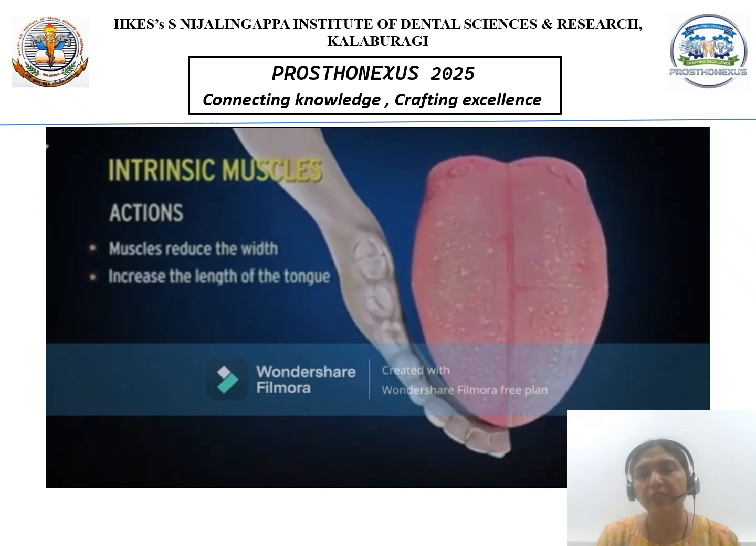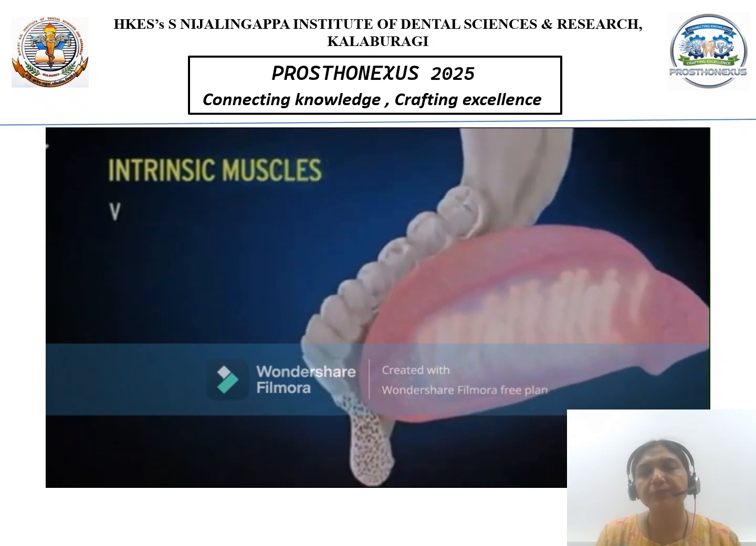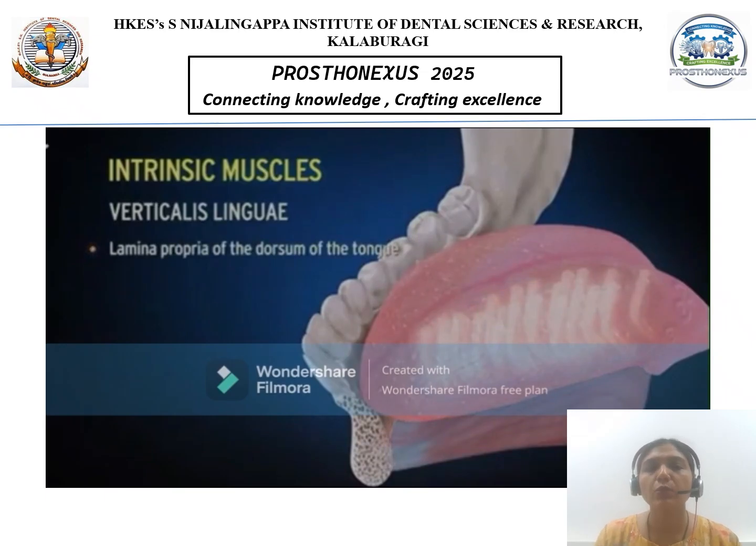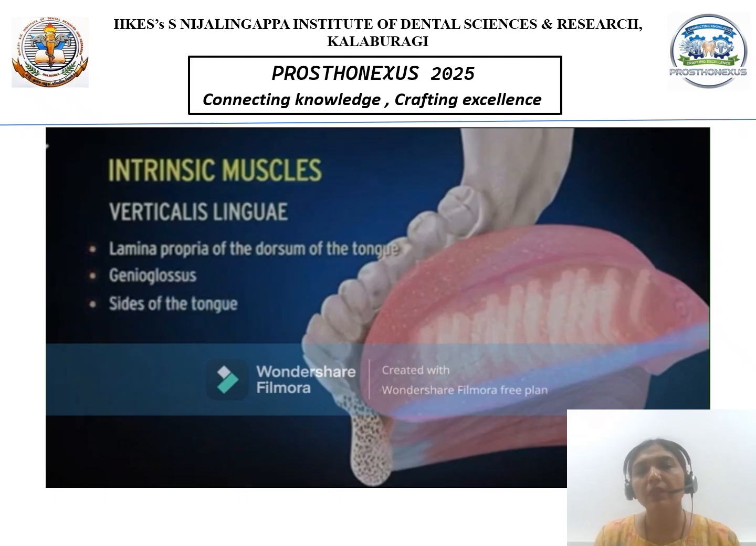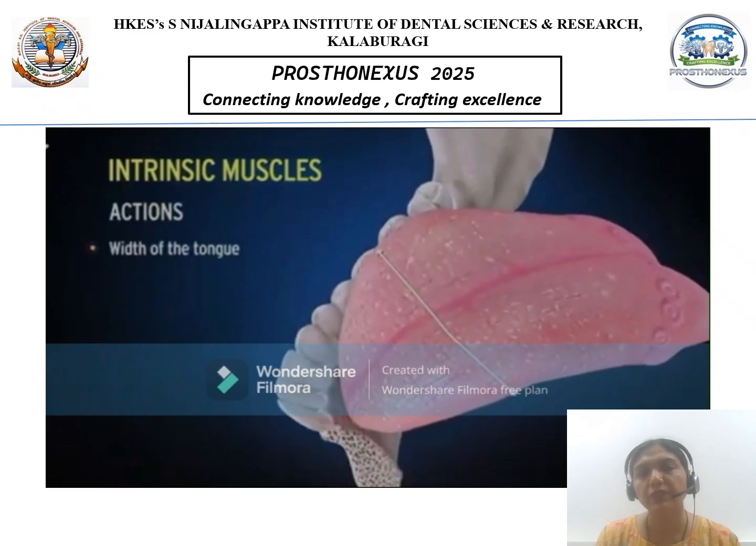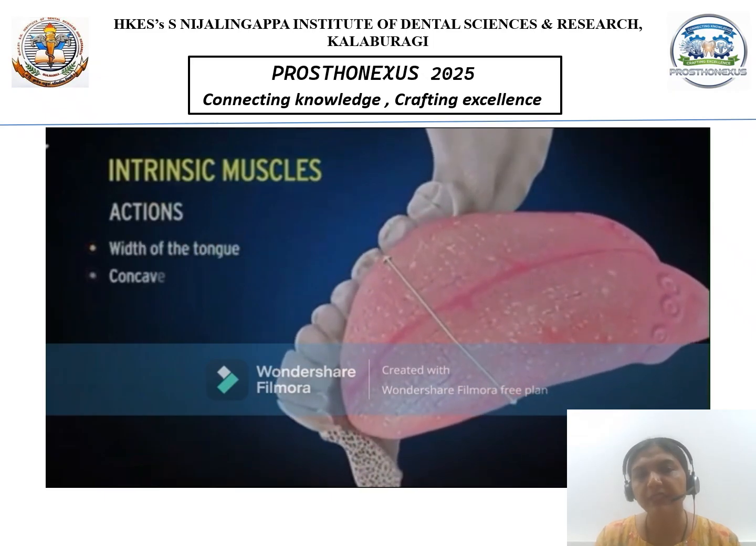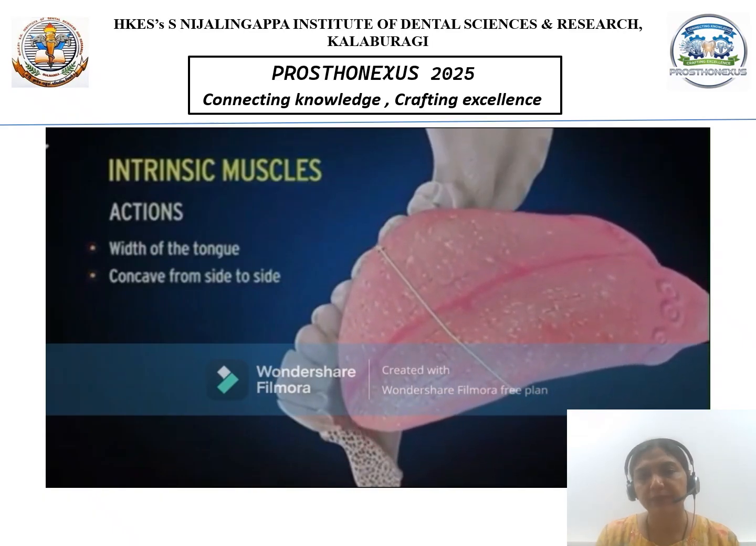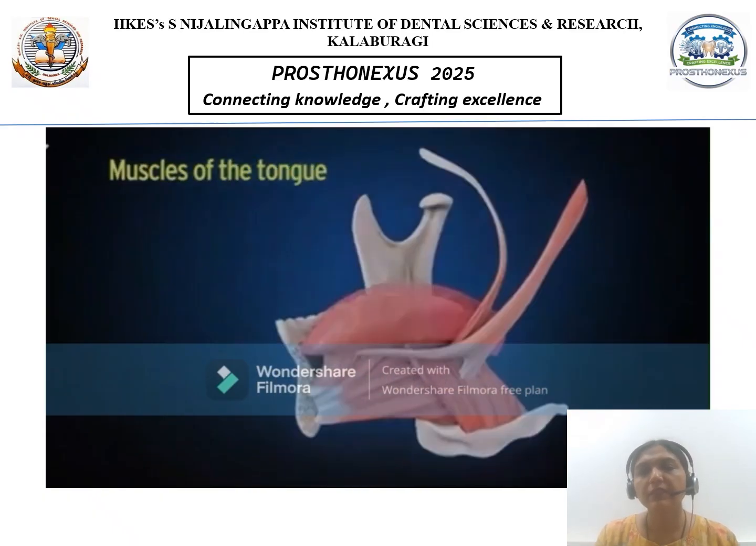The width of the tongue is reduced, and vertical is the reverse of transverse. Their direction is more vertical. It was horizontal, but this is more in a vertical direction, and the action is it flattens the tongue. It is the reverse of your transverse muscle. The width of the tongue is increased, that is, it is flattening, so the width is increased, and also it concaves from side to side. Okay, this is with the intrinsic muscles.